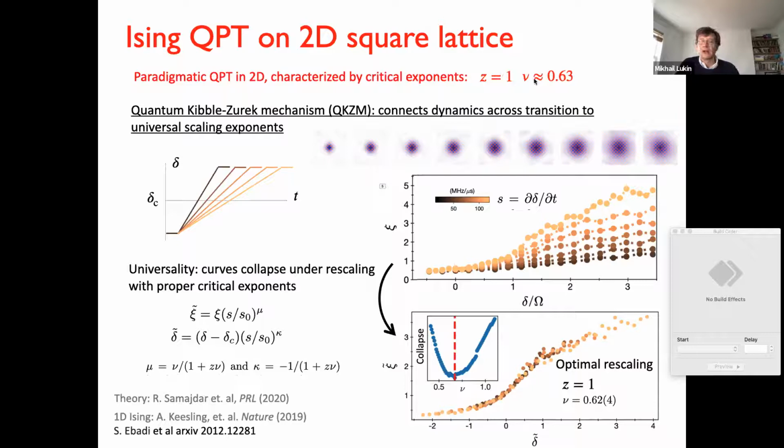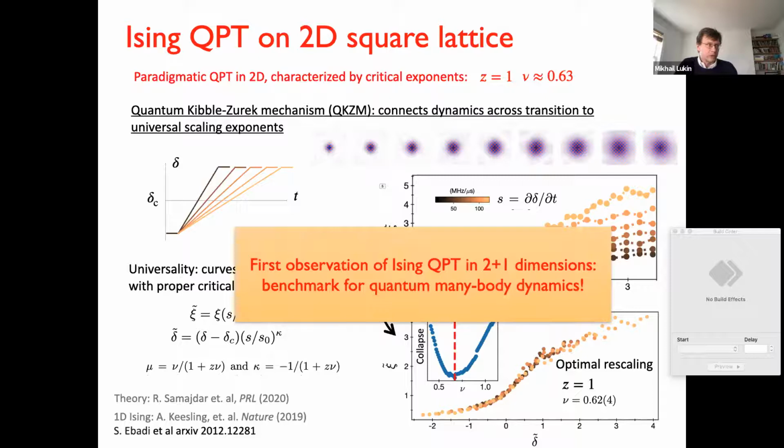So there are two things we can learn from this. First off, this is actually the first time anyone has observed, in any system, this kind of paradigmatic Ising quantum phase transition. But it also represents a benchmark showing us that we really have quantum many-body behavior in the system.